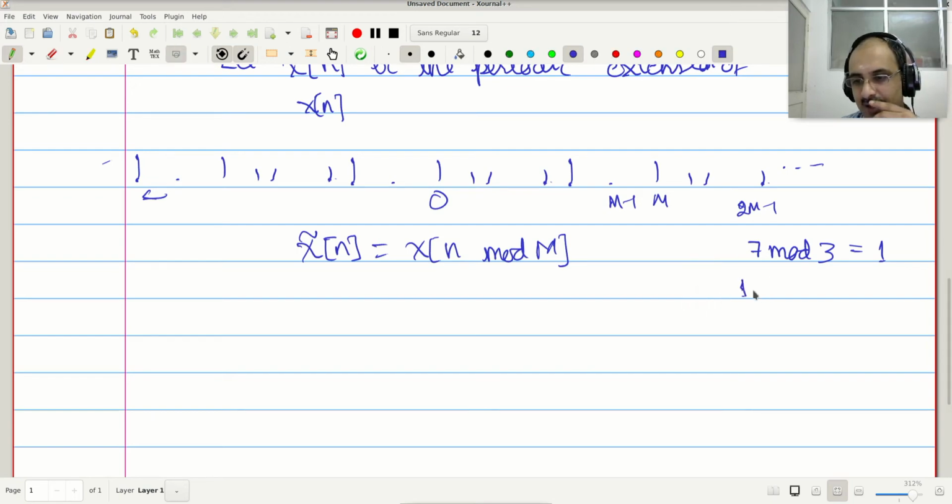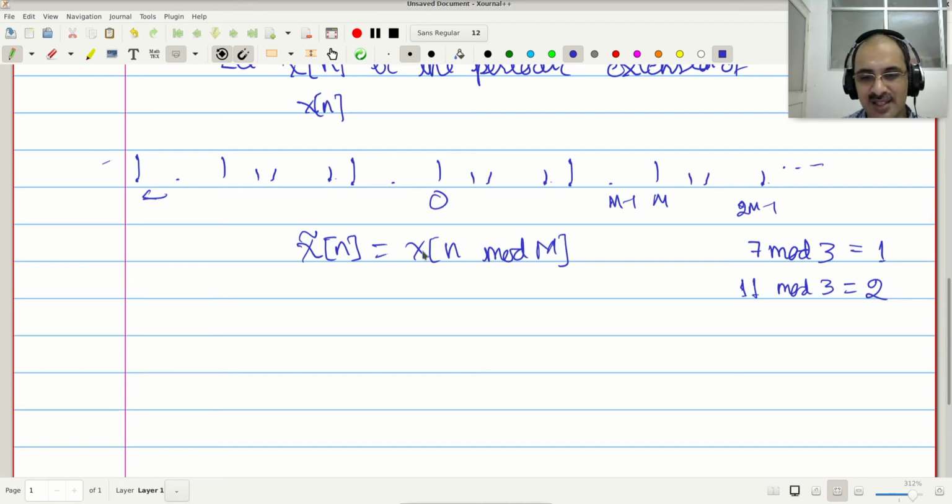Let me make it 11 modulo 3. 3 3s are 9, 9 plus 2 is 11. So this is the remainder you get when you divide 11 by 3. Now what is the advantage of the remainder? Whenever you divide a number by m, the remainder is one of 0, 1, 2, 3 up to m minus 1. So this modulo operation brings it back.